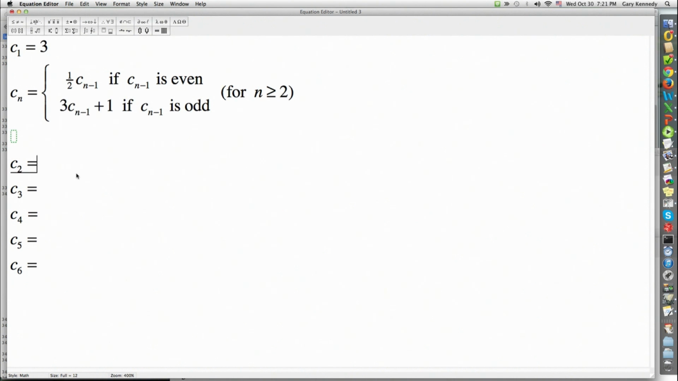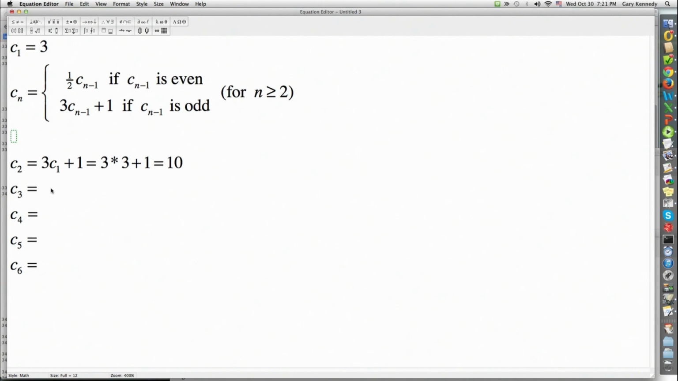In fact, let me copy it and paste it where I want it. And of course, the value that I'm using for n is 2, so this is C1. So C2 is 3C1 plus 1. That is 3 times 3. Let me use that symbol for multiplication, plus 1. Doing that indicated arithmetic, we get 10.